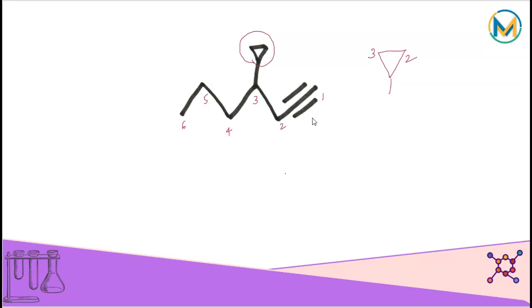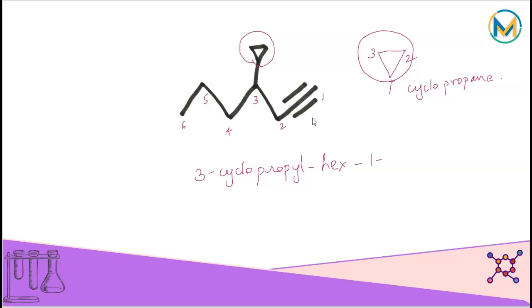3 is a propane group, and since it's in the ring form, we can name this as cyclopropane. This is a cyclopropane attachment here. So the naming for this compound becomes 3-cyclopropyl, and the triple bond is at the first carbon, so hex-1-yne. That's the name of the compound: 3-cyclopropylhex-1-yne.